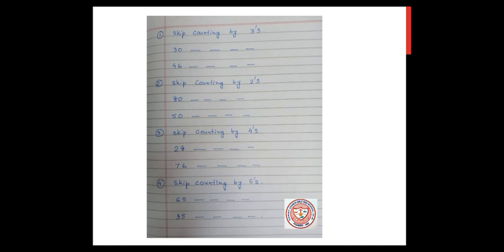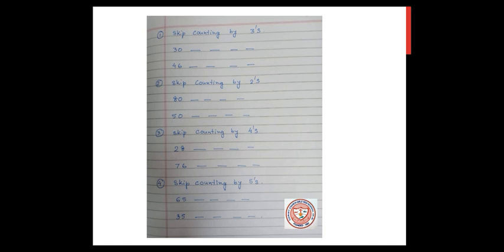I repeat, skip counting by 3s, 30. After 30, which number comes? 46. After 46, which numbers come? Skip counting by 2s, 80. After 80 and after 50, which numbers come? Skip counting by 4s, 28 and 76. After 28 and after 76, which numbers come?